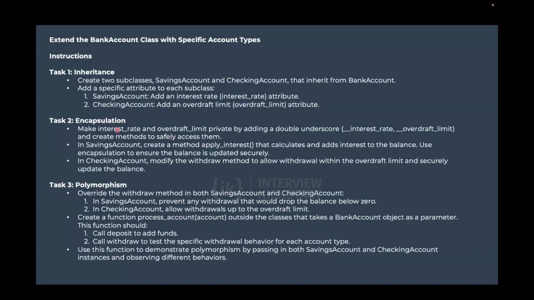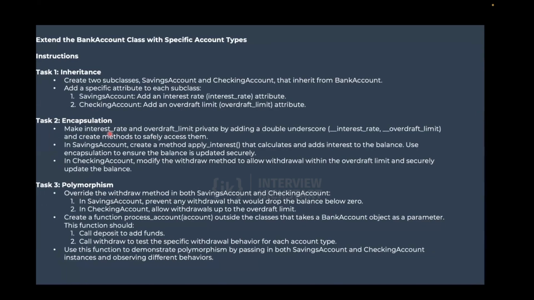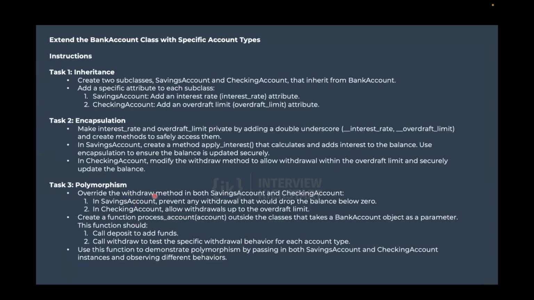All right, so let's go back. Actually, there's also a change to withdraw here. Override the withdraw method in both savings and checking account. Prevent any withdrawal that would drop the balance below zero. Allow withdrawals up to the overdraft limit. Okay, so let's actually create all of these things in one shot.